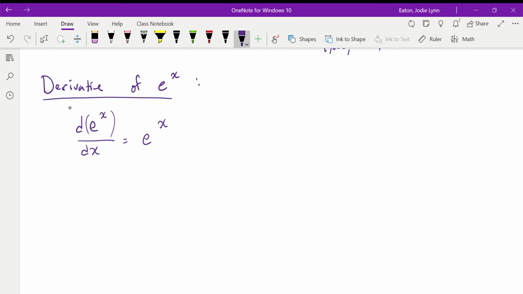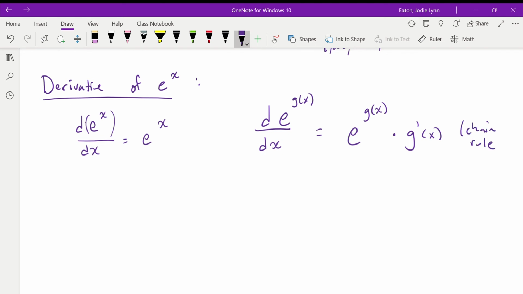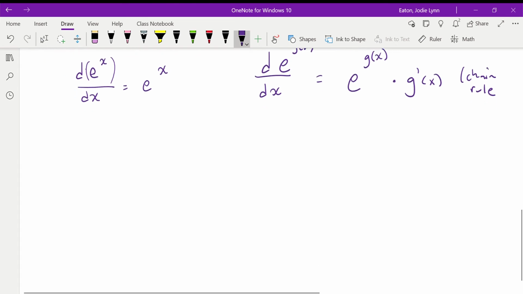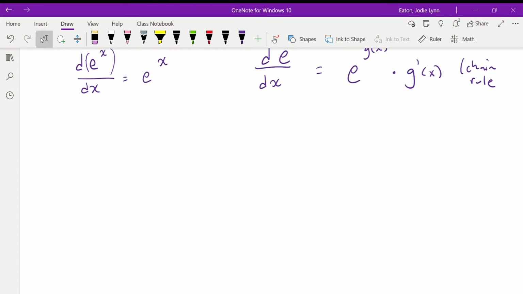So if we have the derivative of e to some function g of x, then that is equal to e to whatever function of x it was, times g prime of x. This is just an application of the chain rule. So these are your derivative rules for an exponential function with base e. And as I said, this is going to be the only sort of exponential function we will be looking at in this course. So let's see an example.